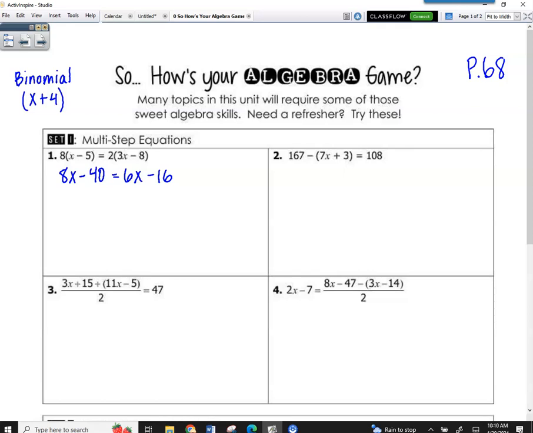I also always start with x. I always get my x's together first, then I worry about the numbers that have no x, which are, by the way, called constants. So I would subtract 6x, because it's positive, over here under its like term. So that's 2x minus 40 equals negative 16.